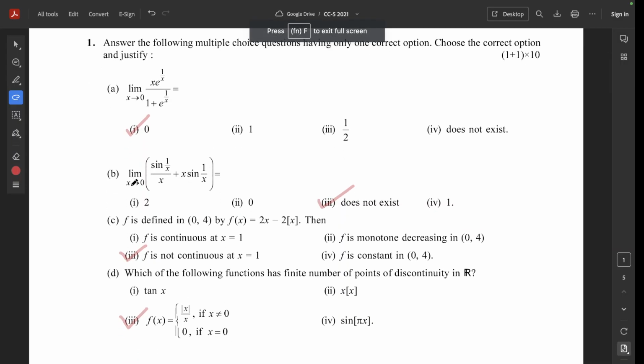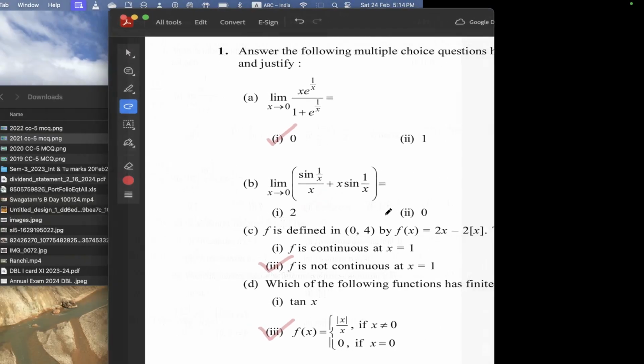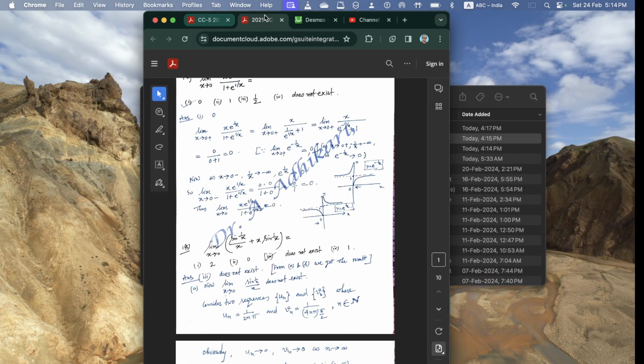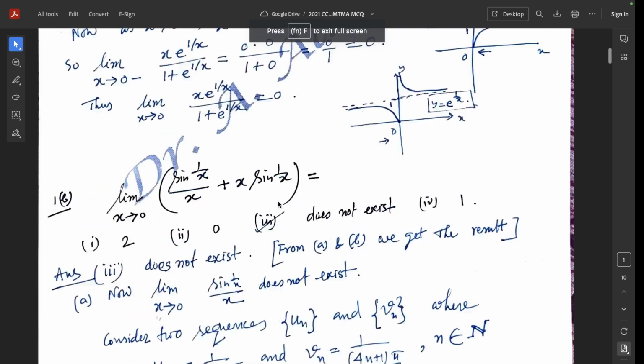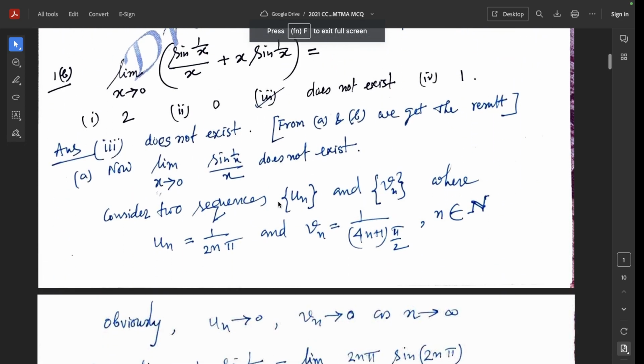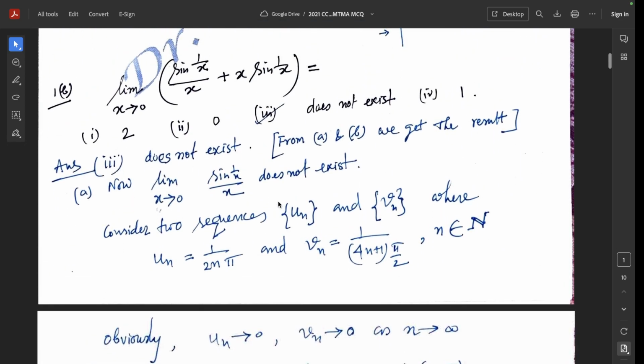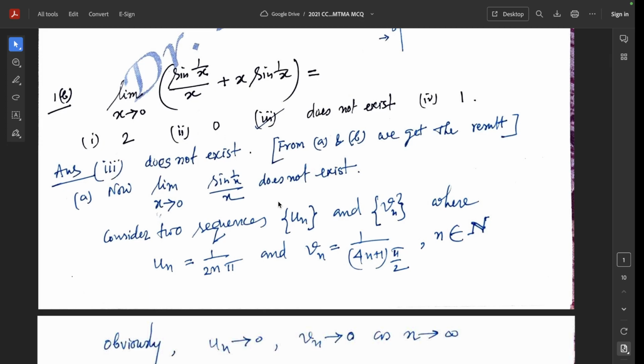Question B: limit x tends to 0 of sine 1 by x plus x sine 1 by x equals, correct option 3, does not exist. Now we find separately the first limit, sine 1 by x whole divided by x. This limit does not exist.